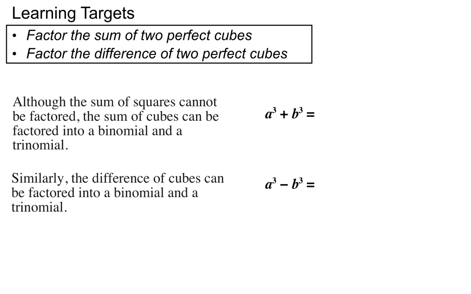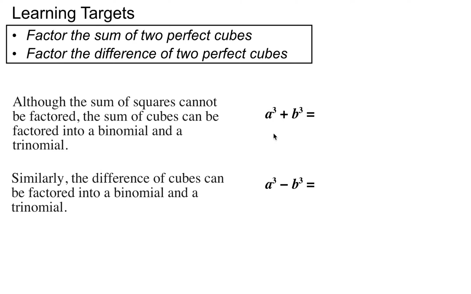Welcome back to the second part of our lesson on factoring. In this lesson, we're going to focus exclusively on factoring the sum and difference of perfect cubes. In our last lesson, we learned how to factor perfect squares. We were not able to factor the sum of squares, but we were able to factor the difference of squares. Well, in this lesson, we're going to be able to factor both the sum of cubes and the difference of two perfect cubes.